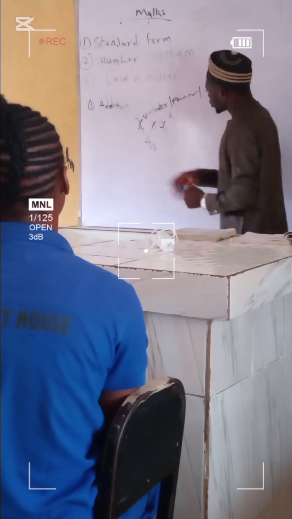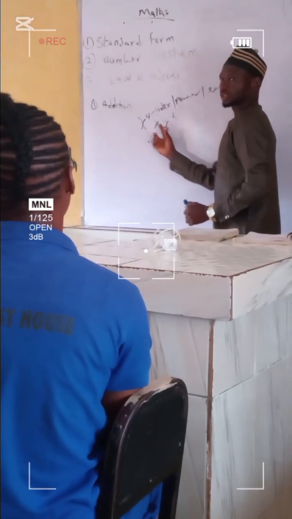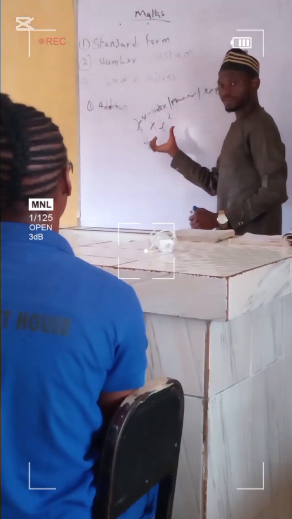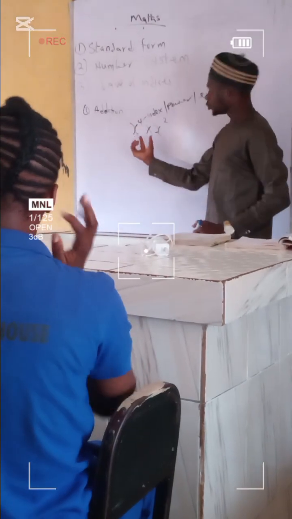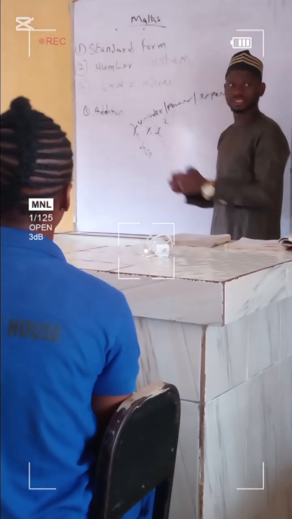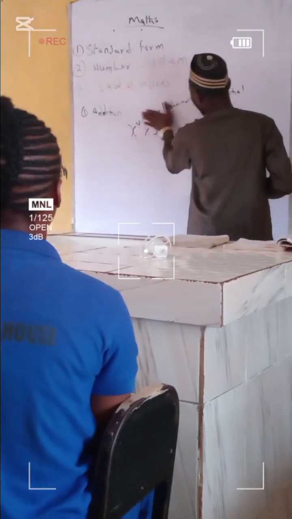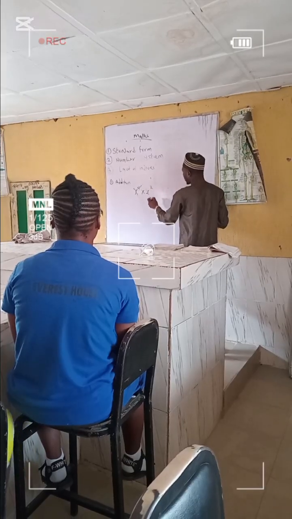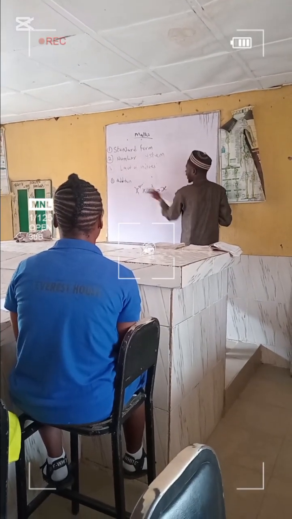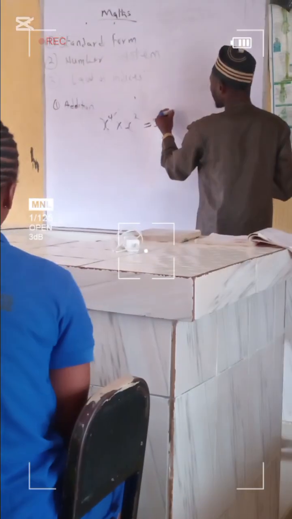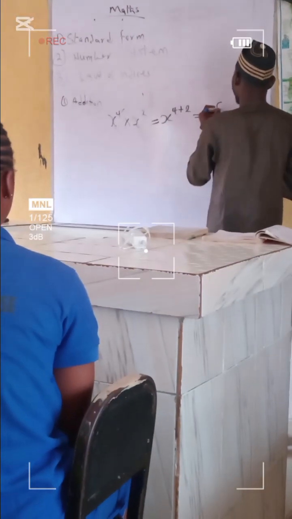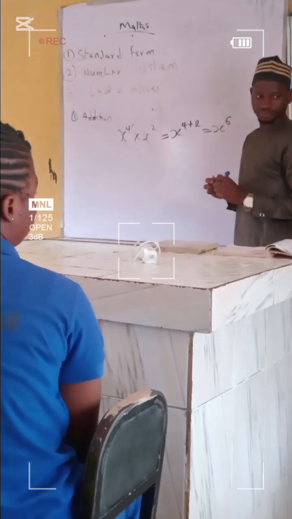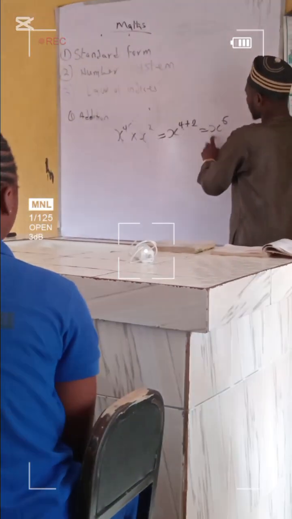So the law states that when you have an expression that has the same base, your x and x in this case are serving as bases, then you have a multiplication sign between them, you add the powers. So if I have x raised to power 4 times x raised to power 2, I will take one of the x and add the powers. 4 plus 2 is 6, so x raised to power 6. That is law number 1.